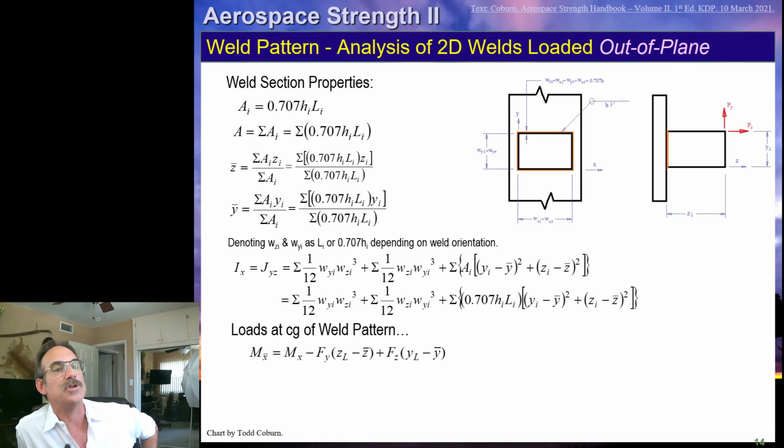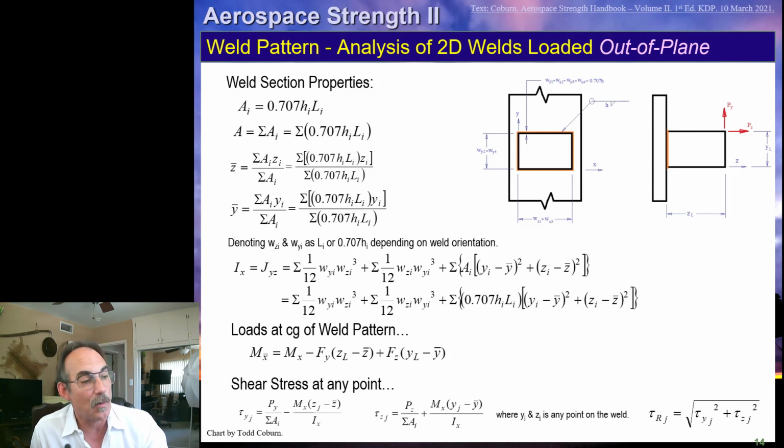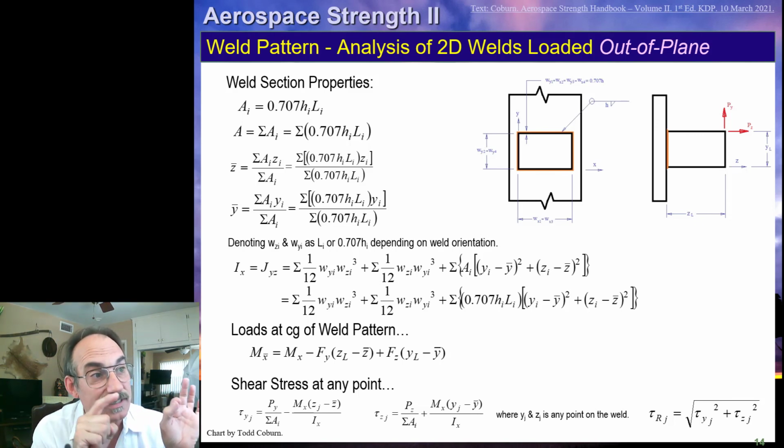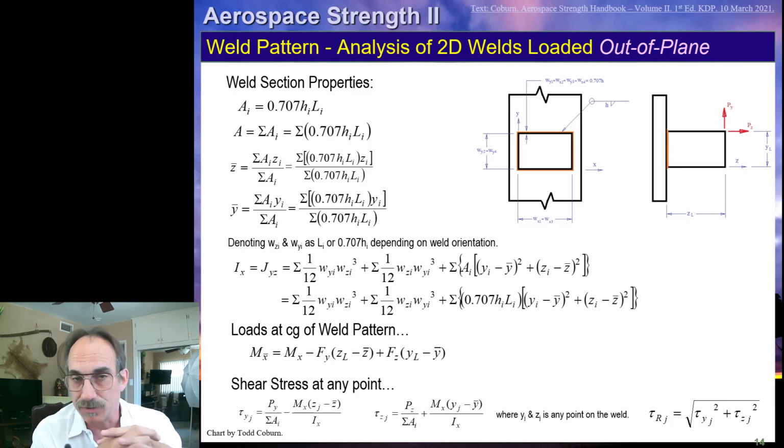This is the formula which gets these forces about the centroid. In this case, we're looking at the moment about the X. And our shear stress at any point can be calculated in the same manner as before. But now, instead of having a J down below, we've got an I down below. Are you with me? Now, if you encounter a weld pattern, I would encourage you to follow the same nomenclature I have here to make sure you don't lose those, mess those equations up. So that's how that works.